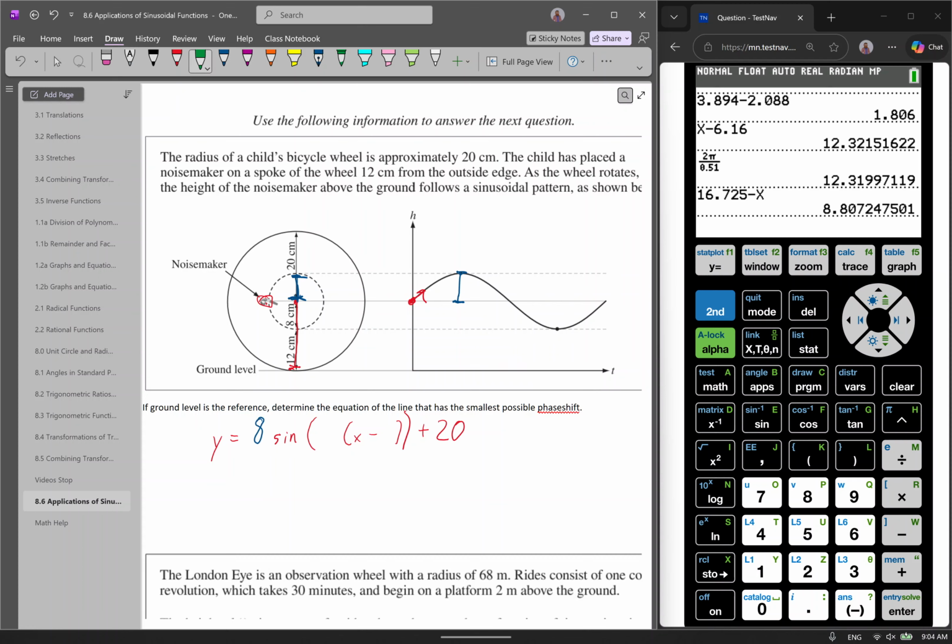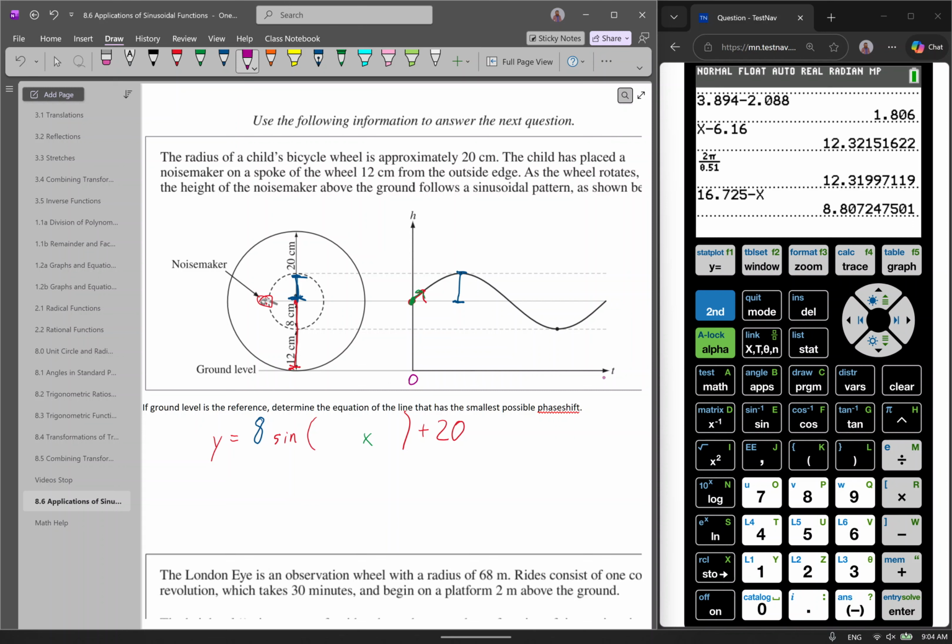Okay, if we continue on, we need to figure out the phase shift. Now, it's starting in the middle, going up. So I'm going to say that the phase shift is 0. So we can actually get rid of all that and just say x. And then last but not least, we need to figure out the period. It doesn't say enough information, but I'm going to say this is 0.